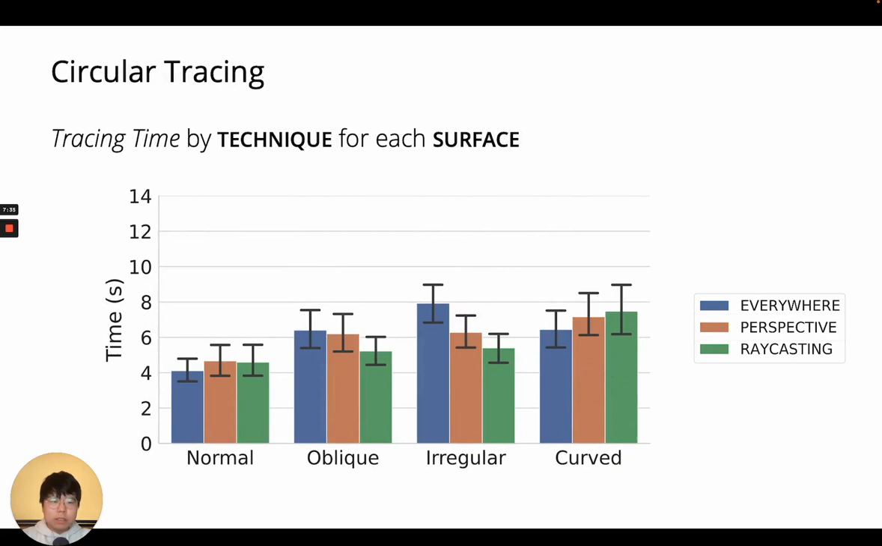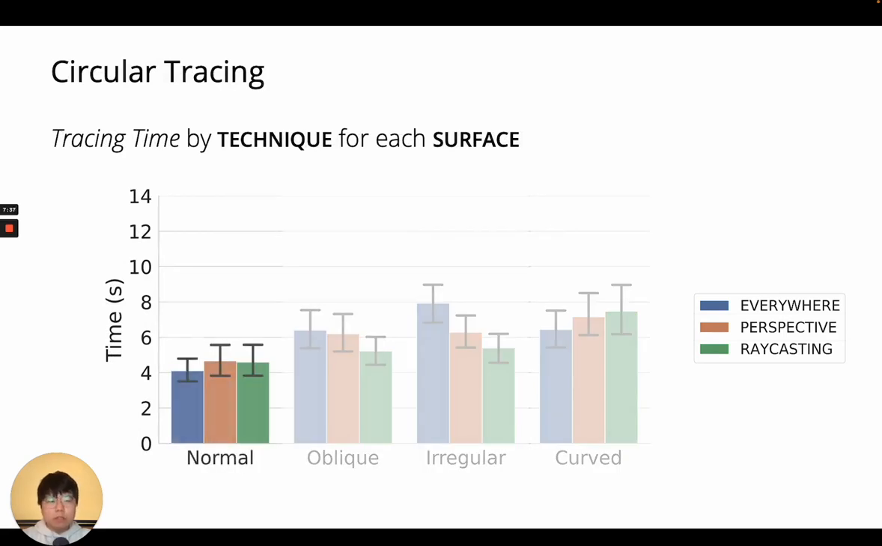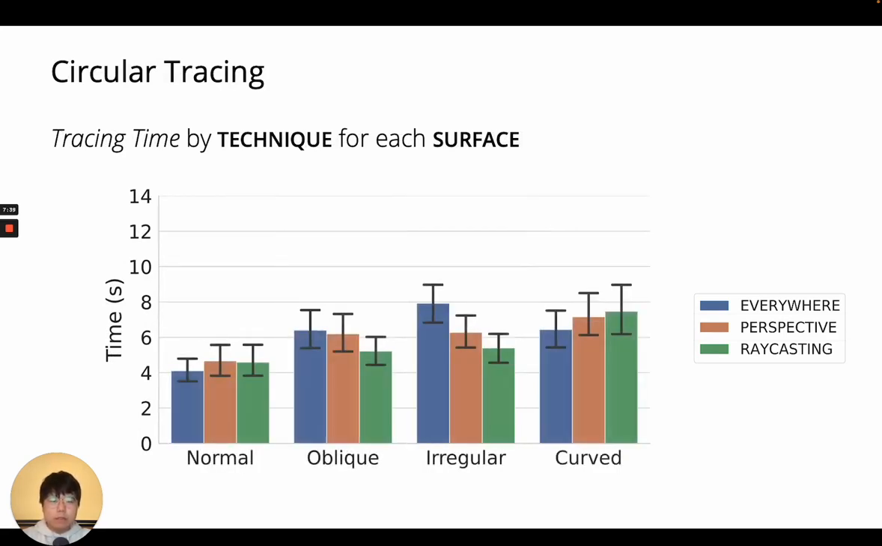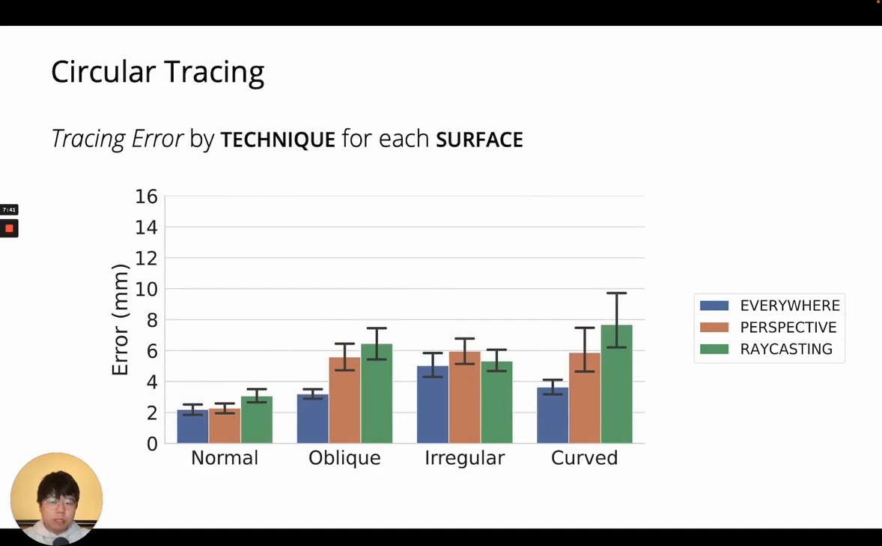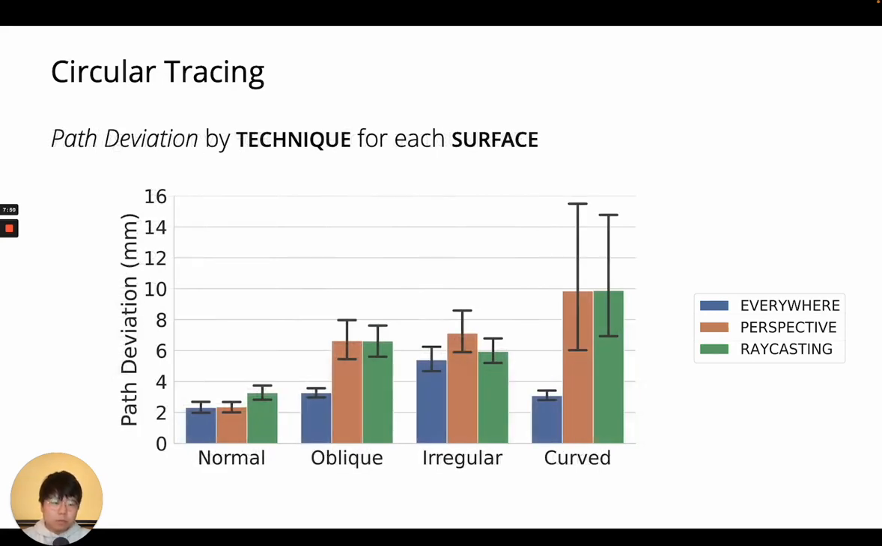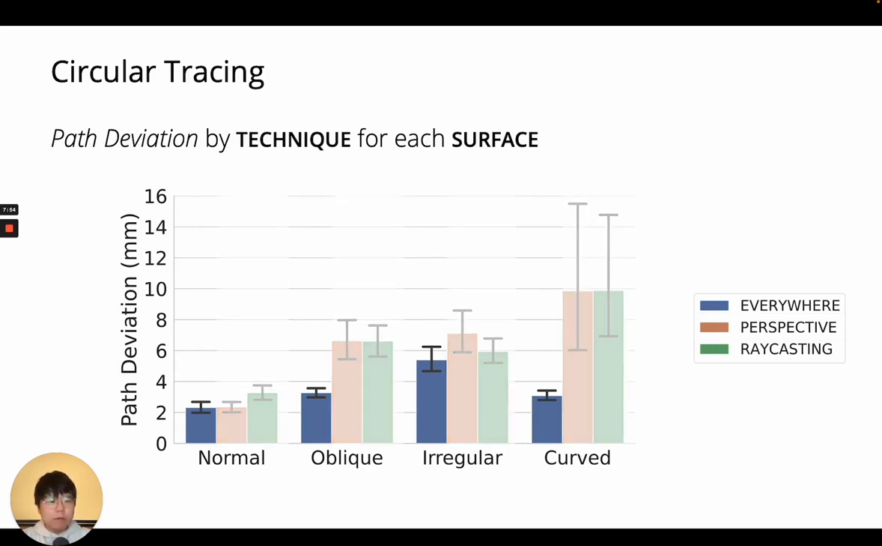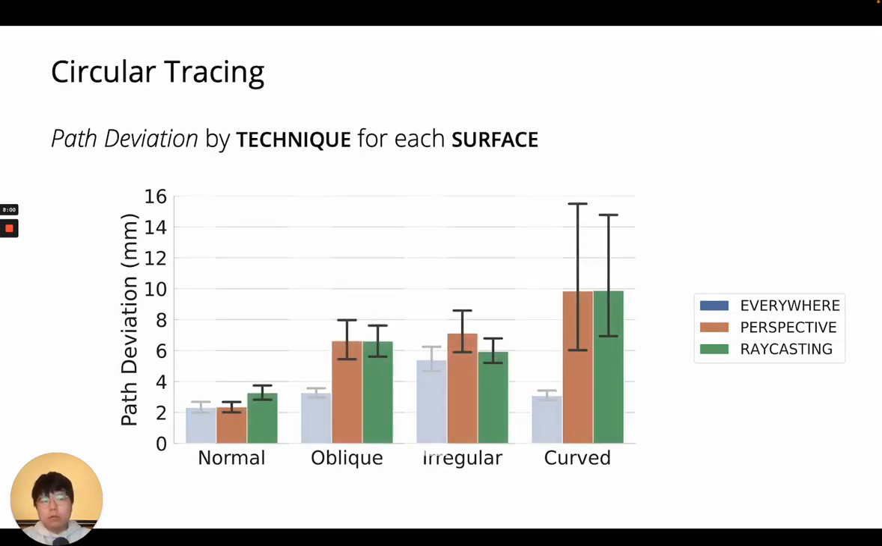For circular tracing, all techniques were, generally speaking, equally fast. In terms of tracing error, everywhere cursor was more accurate again, but this time the difference was not as drastic. The trend with path deviation is, again, similar to tracing error, with everywhere cursor being more precise. But here, the difference in precision is more drastic, where the other two techniques had double to triple the amount of path deviation.